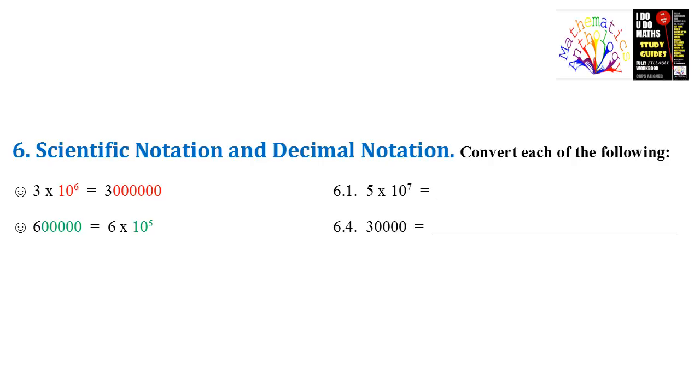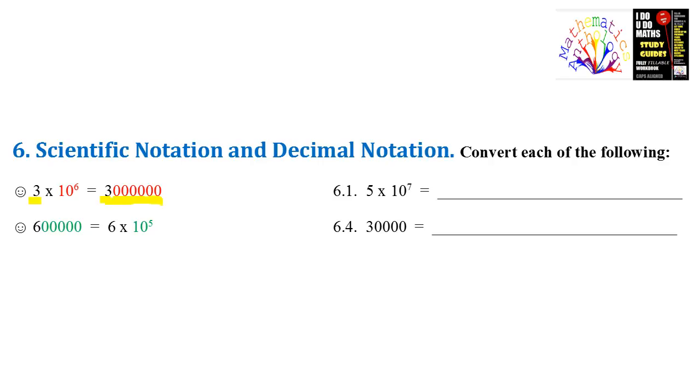So 3 times 10 to the power of 6 will be 3 as my first number. Because it's 10 to the power of 6, there must be 6 places after my first number. Because I have no more values after 3 here, I will fill in zeros. So there should be 6 zeros here after my first value of 3. So 3 times 10 to the 6 is actually 3 million.